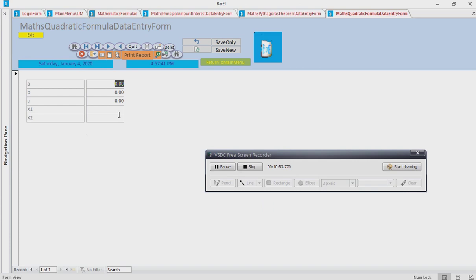Quadratic formula. If A is 1, B is 9, and C is 20, then in factorization, the unknown values are minus 5. If you want to factorize, it's minus 5 and minus 4.